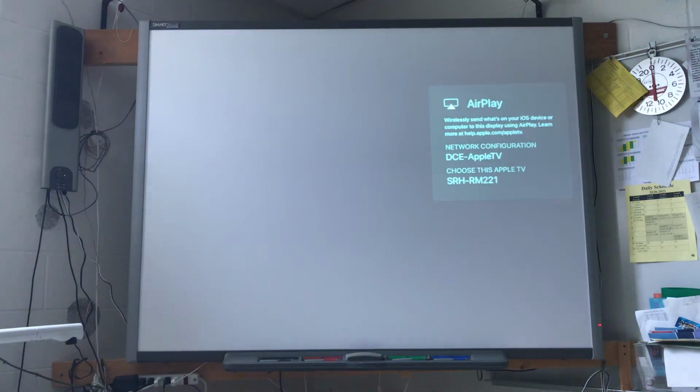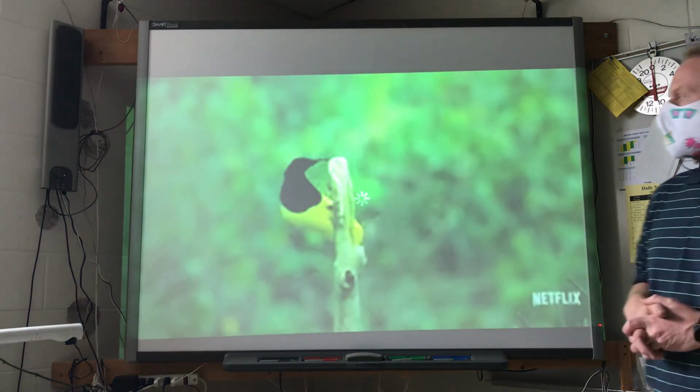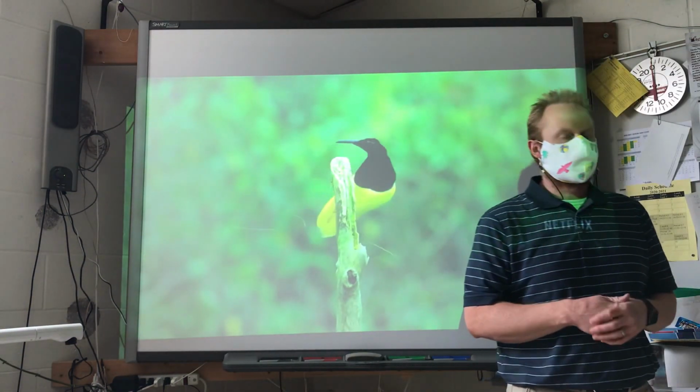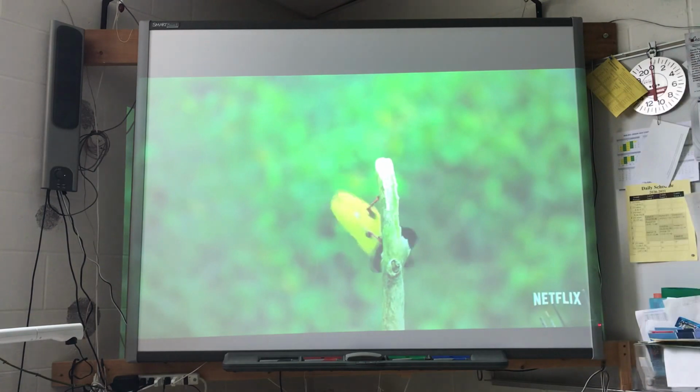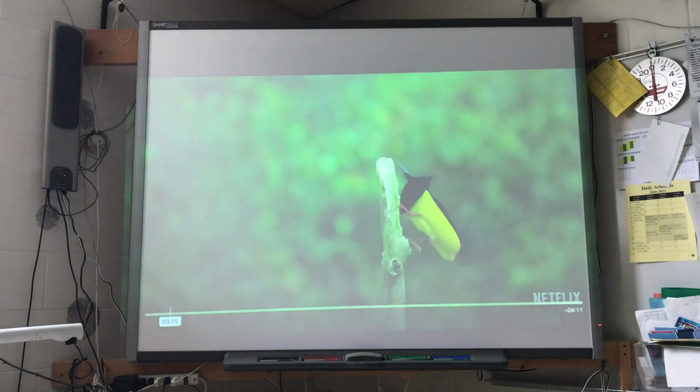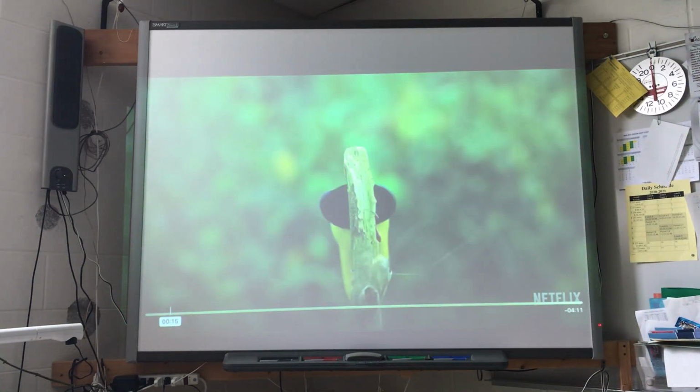So let's kind of build off of that random mating. There is a group of birds in New Guinea, the male twelve-wired bird of paradise, that are commonly referred to as the birds of paradise.